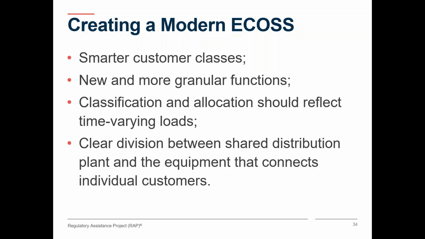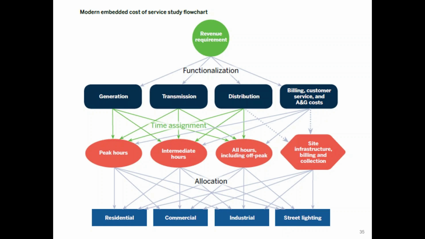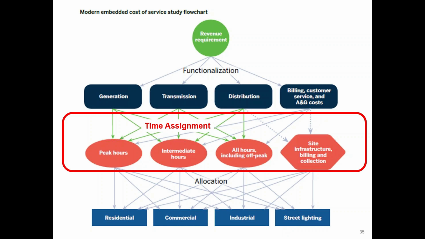At the distribution level, shared plant to deliver power across a service territory is distinct from customer connection plant and should be treated differently. The customer connection plant can include service drops, secondary lines, and for some customers, dedicated line transformers. A modern embedded cost study can be presented in a manner similar to an older study, but there's an important difference. Where costs were previously classified as demand-related or energy-related, a modern study will assign these costs to specific time periods, such as peak hours, intermediate hours, or all hours. A few site infrastructure, billing, and collection costs are associated with services to each specific customer.